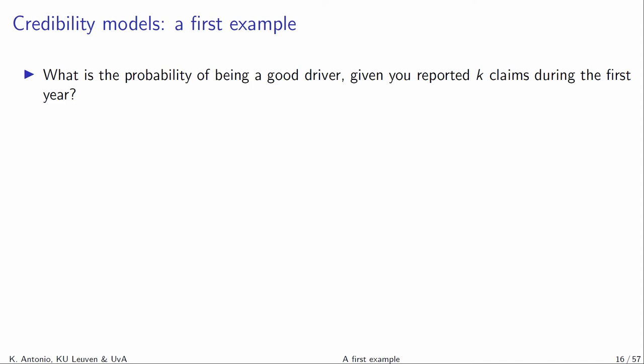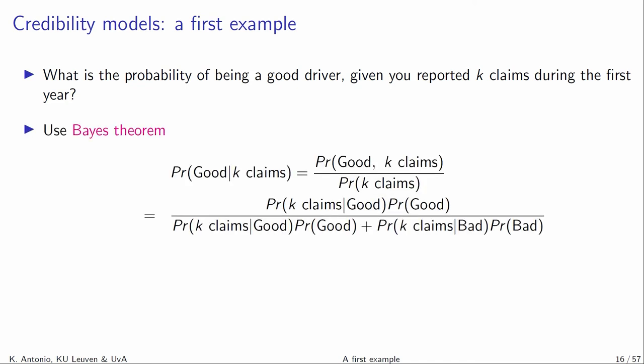But now, over time, I could say, what's the probability of being a good driver, given that you reported K claims during the first year? So if history becomes available over time, how can I then change my probabilities of having a good driver versus having a bad driver? So what we're going to do is a kind of Bayesian calculation. So we're going to use a conditional probability, and we want to know what's the probability of being a good driver given that you reported K claims in the previous policy period.